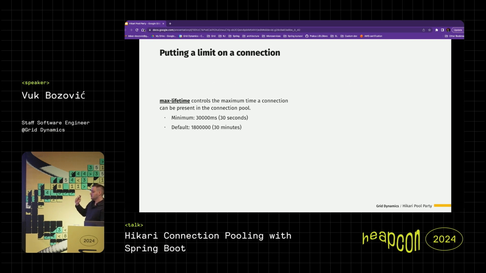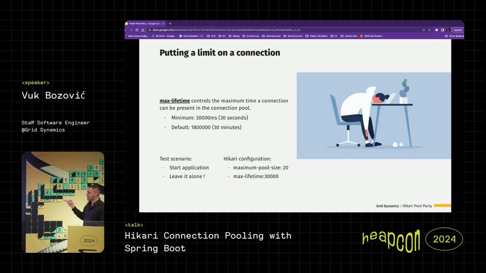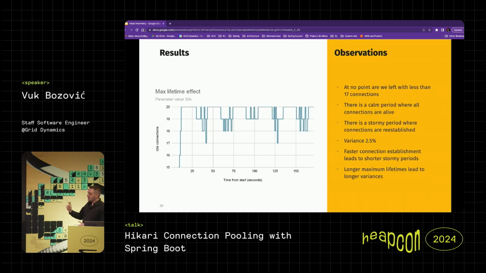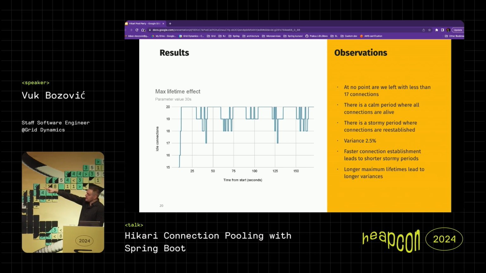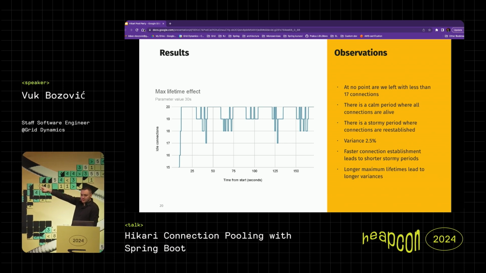So what's the test for this? Well, let's just start the application and leave it alone. Maximum lifetime here is 30 seconds, and there will be 20 connections in the pool. This graph shows only the amount of connections present in the pool. Reading it from left to right, we can see that immediately on startup, connections are growing to their maximum size. And then we have some stormy period where connections are being reset. Then we have some calm period. Then again a stormy period, then a calm period.